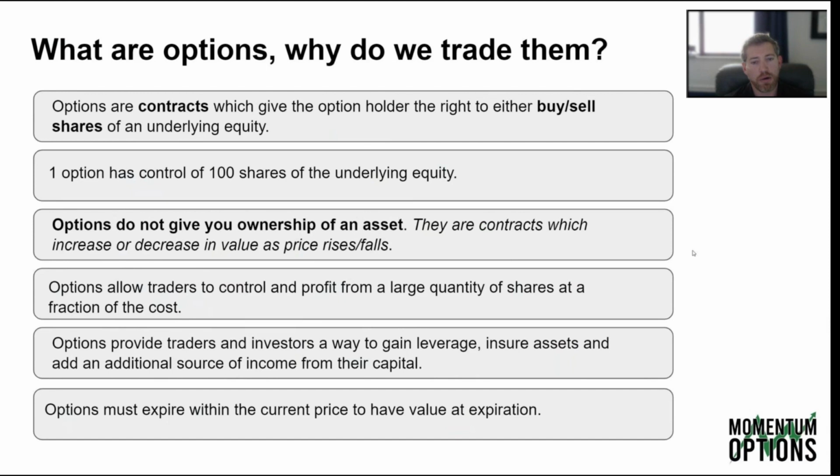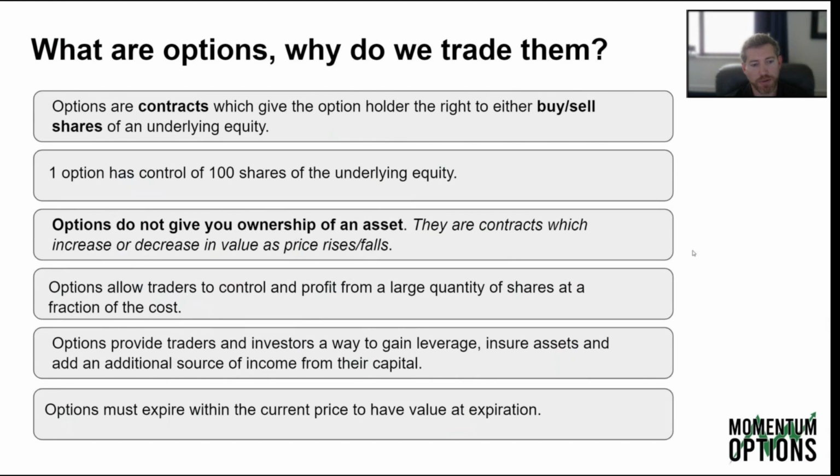Now, options allow traders to control and profit from a large quantity of shares at a fraction of the cost. We already talked about in a previous section a stock that was worth $100. We could buy 100 shares for $10,000, or we could buy one option for $500. That one option, if price goes up $10 in the next day, would make a 200% return versus the stock, which would only make 10% on a $10 move. So options provide leverage, and they also provide traders a way to insure their assets and create an additional source of income from their capital.